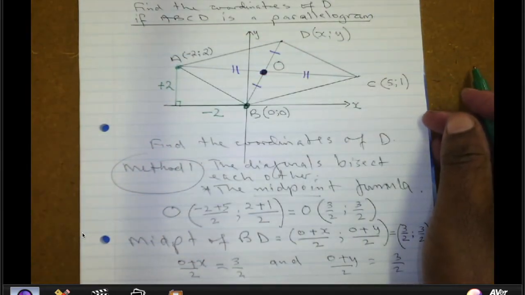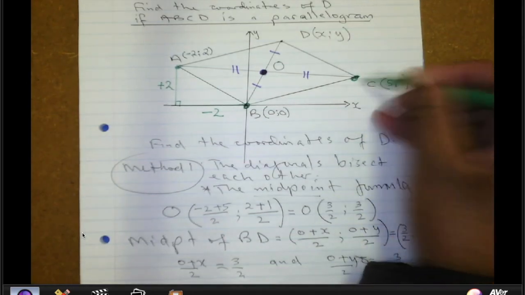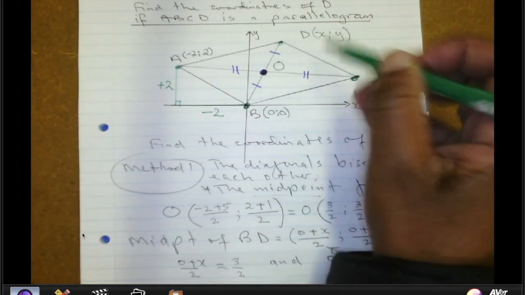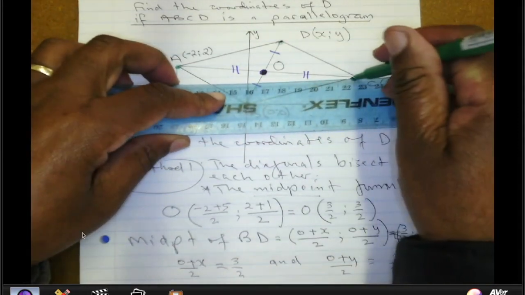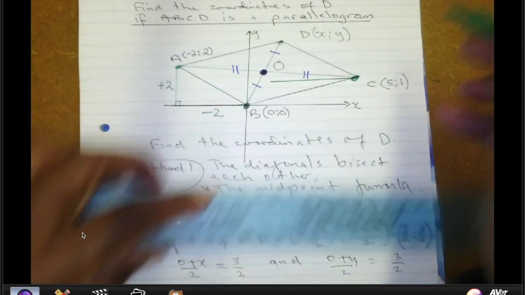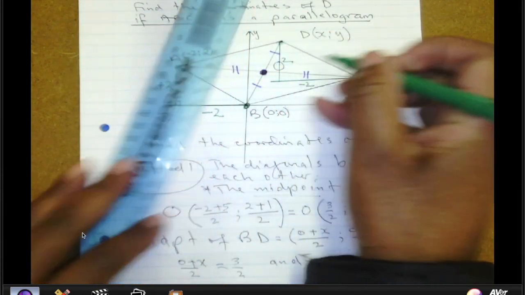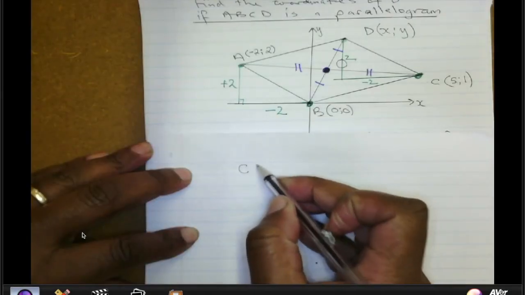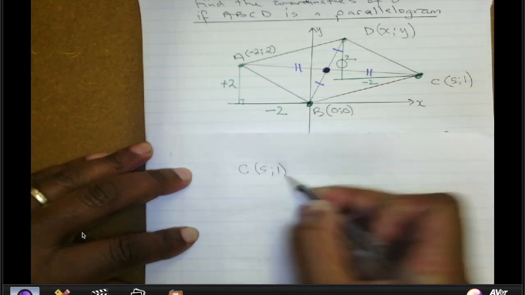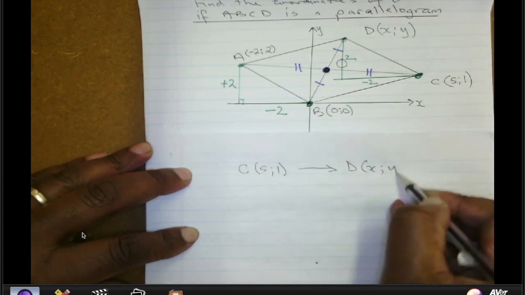Now, because this is a parallelogram, we expect the same thing to happen if I were to move from C up to D. So moving from C to D means I should move 2 units to the left as well. So that should be a minus 2 to the left. Then I can move 2 units up. Right, then I will end up at point D. So I'm moving from point C, which is 5, 1, and I'm trying to get to point D, which is given as x, y.